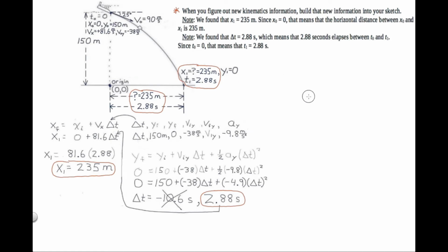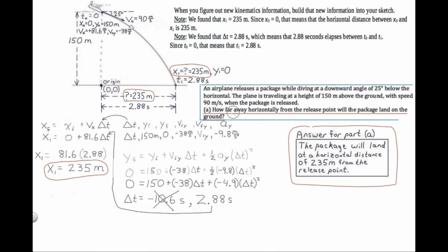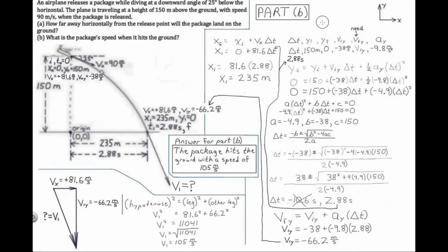Now, we're ready to answer the question for part A. The question for part A asks for the horizontal distance between the release point and the point where the package lands on the ground. We found that x1 equals 235 meters, and x sub 0 equals 0. So, the horizontal distance from here to here is 235 meters. So the answer for part A is 235 meters. Now we're ready to work on part B of the problem.